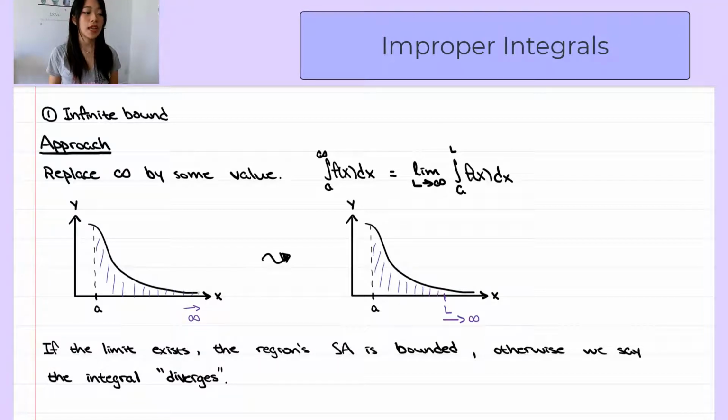And if this limit exists, then this region's area is bounded. And when the limit exists, we call that the integral converges. If not, we say the integral diverges.